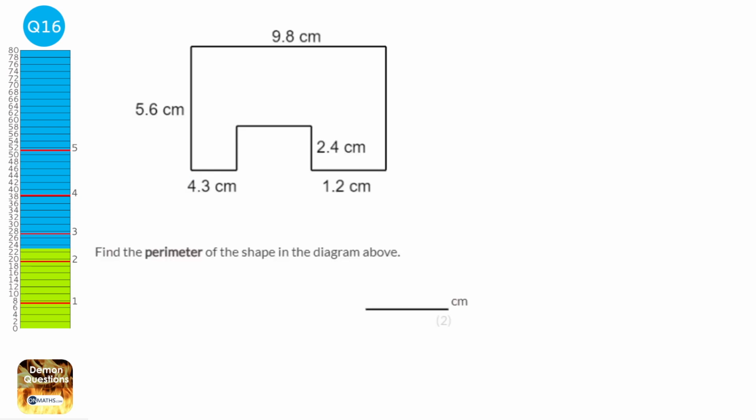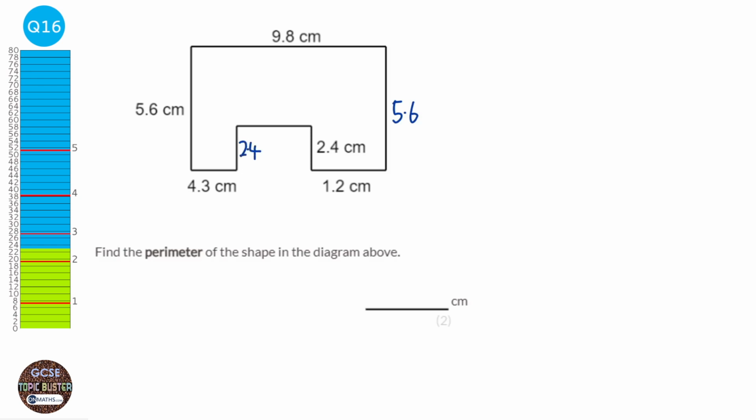The difficulty with finding the perimeter of this shape is we do have some of the lengths missing. So we're going to find the lengths that are missing first, and then we'll find the perimeter. The one on the right here is going to be the same as the one on the left, so this is going to be 5.6. Same with the one on the left of the 2.4, so this will be 2.4 here.